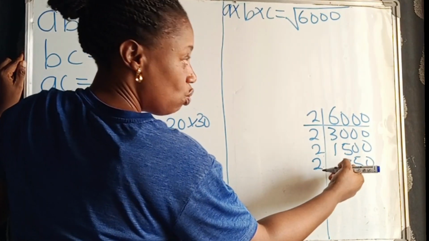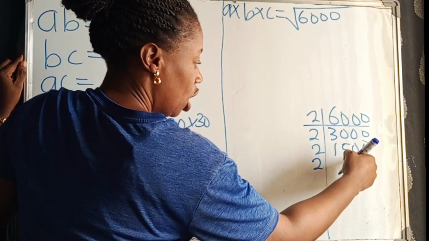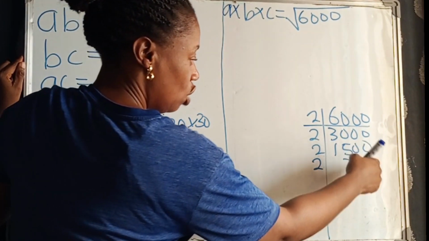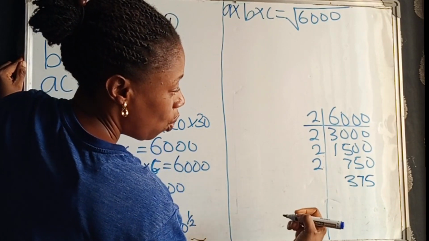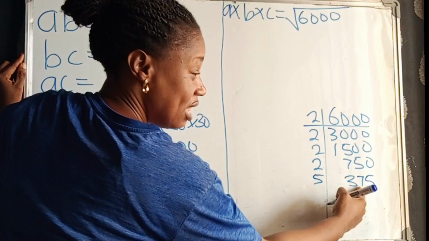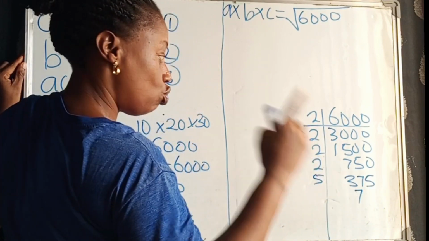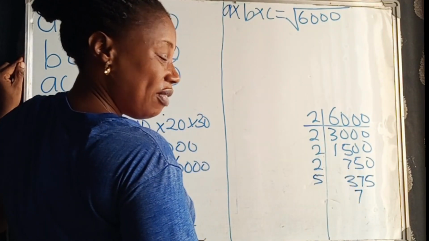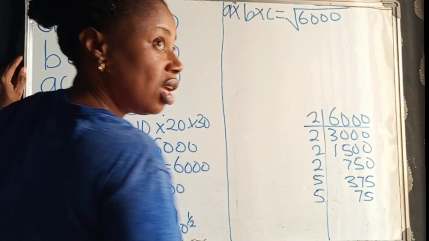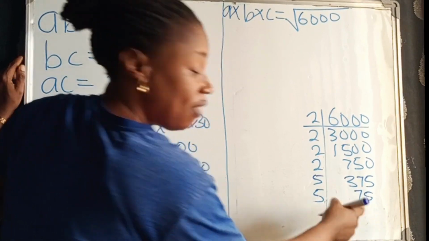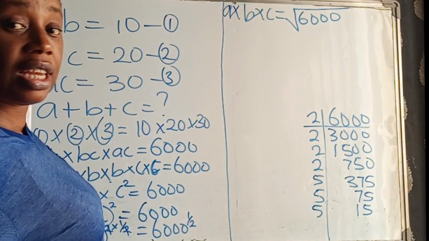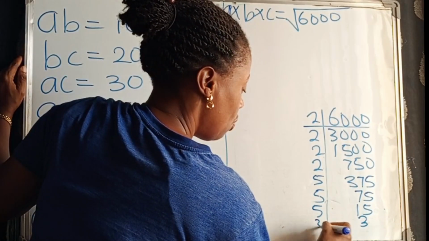75. 2 into 7 is 3 remainder 1. Into 15 is 7 remainder 1. Into 10 is 5. So 2 can no longer divide, so it's 5 that we are going to use now. How many 5s are in 37? That's 7 remainder 2. How many 5s are in 25? That's 5. 5 can still divide. How many 5s are in 7? It's 1 remainder 2. How many 5s are in 25? That's 5. 5 can still divide. How many 5s are in 15? That's 3. And then 3 will now divide 3.